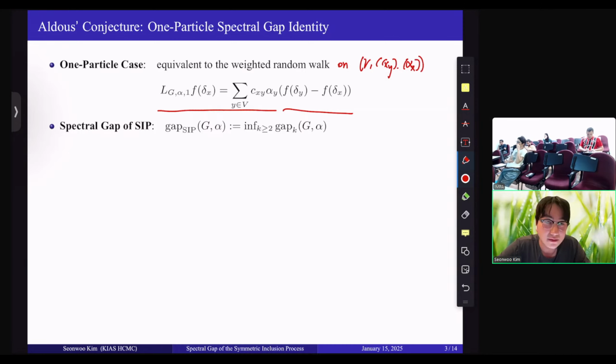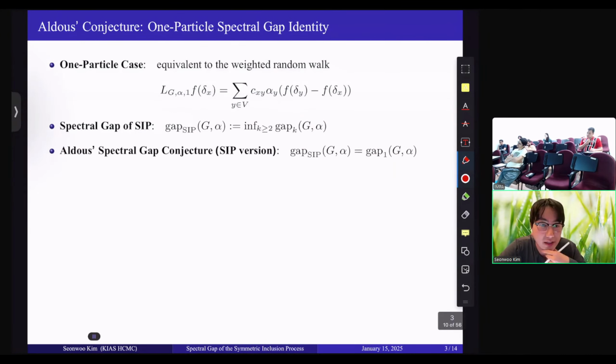And then, just to fix notation, we define the spectral gap of the entire symmetric inclusion process as the infimum of all gap k, but we restrict k to be larger than or equal to 2. We could also include 1 and then state the difference, but the truly interesting system only occurs if k is bigger than or equal to 2, because as I mentioned, one particle is just the random walk. So for the notation, gap C is the infimum of gap k for k larger than or equal to 2.